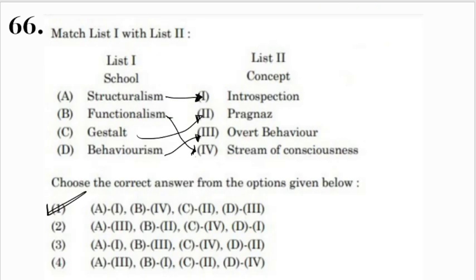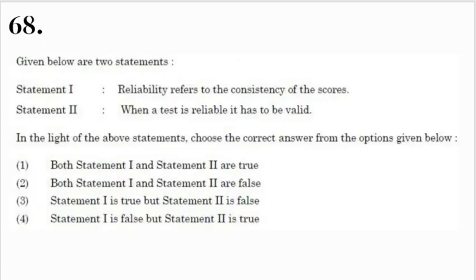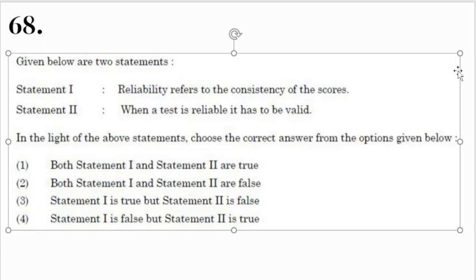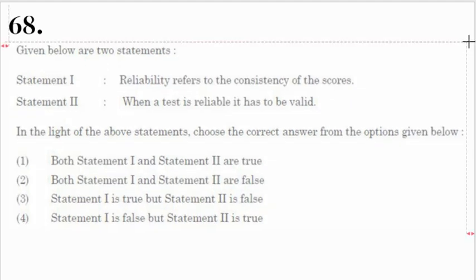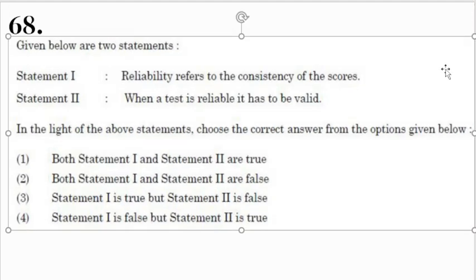Let me know when you are done, and then I would move ahead with question number 68. Okay, question number 68. We have two different statements. Please give it a read, and then we would solve it.